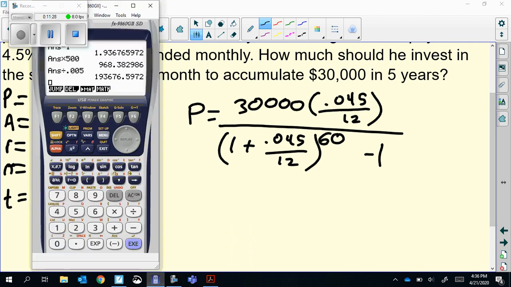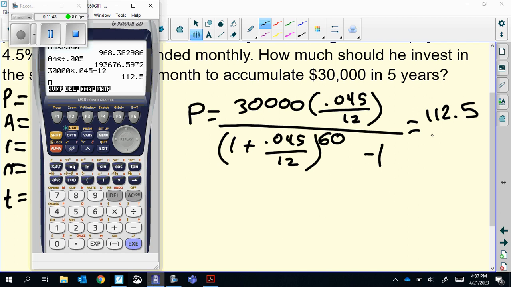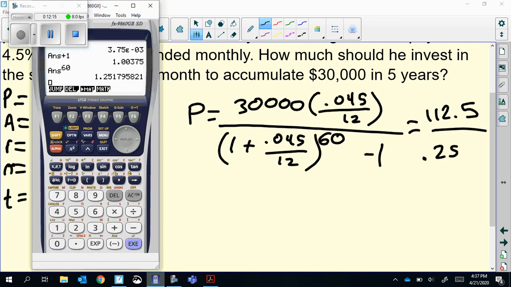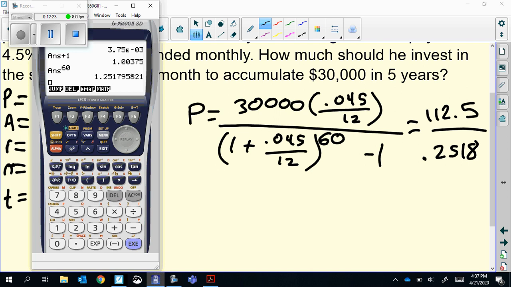So for our numerator, 30,000 times 0.045 divided by 12 is 112.5. Our denominator, 1 plus that rate to the power of 60, and then subtract the 1, so that's 0.251795, so you can say 1/8. We'll just round that out. That's subtracting the 1.